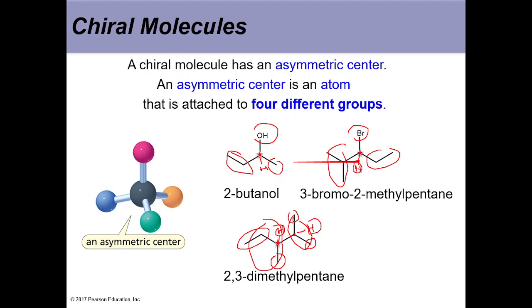On this carbon, though, there are 2 methyl groups which are exactly the same. So there's no way this carbon can be a chiral center. Now, normally when you see primary or secondary carbons, they're not chiral centers. For example, this carbon has 2 hydrogens on it, which are exactly the same. So this carbon is not a chiral center.